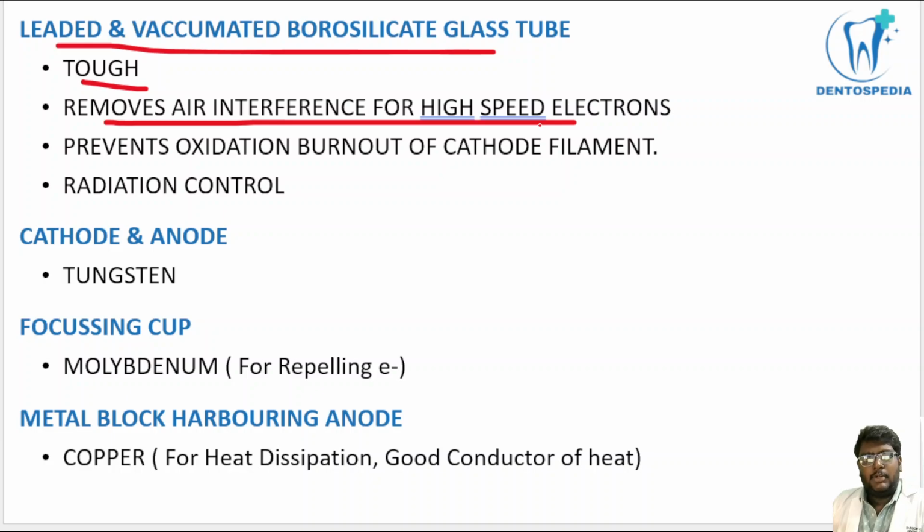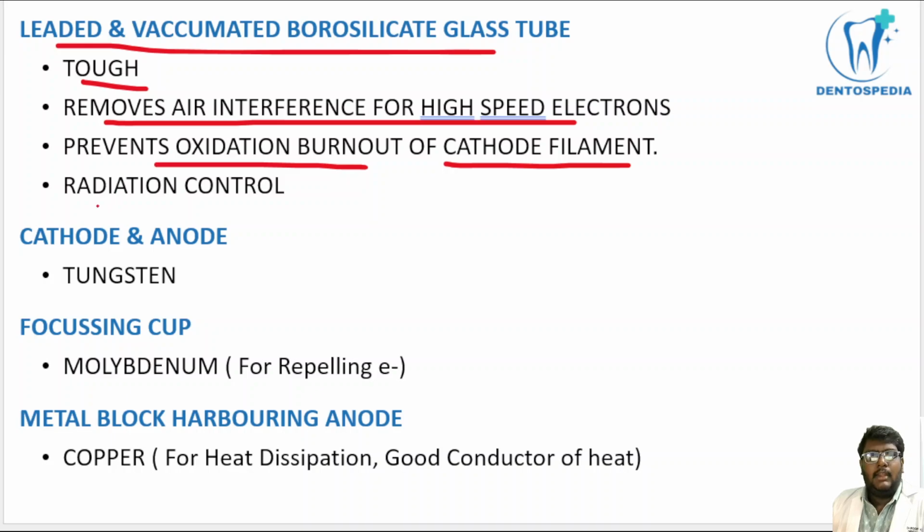Here in the X-ray production, in the initial process, the electrons are produced and they have high speed. And we don't want air molecules to interfere with the high-speed electrons. Okay, that's why we are evacuating the air molecules. And also, because of evacuating the air molecules, it prevents oxidation burnout of the cathode filament.